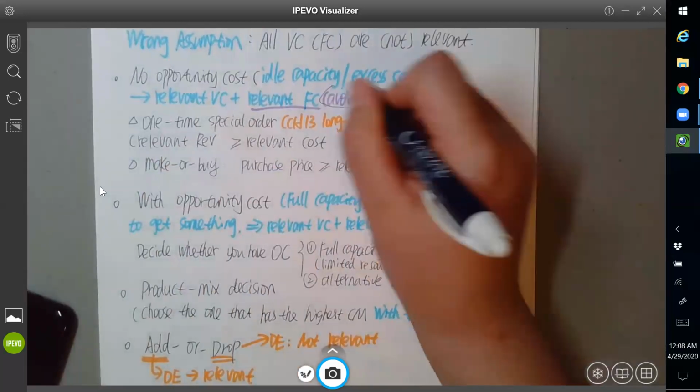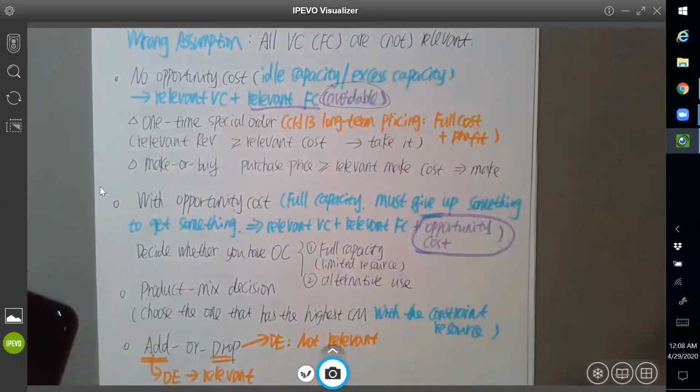If you go to your handout, you should know what I'm talking about. If you make or buy, let's just say if you buy, you can avoid 40% of the fixed cost. Then that 40% will be relevant. The other 60%, no matter whether you make or buy, you cannot avoid it. So there is no difference. That's irrelevant fixed cost.